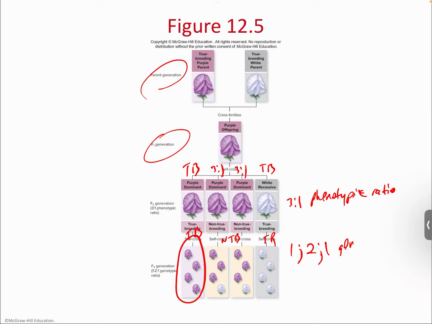So this is his genotypic ratio. That means that a white recessive will never be able to give purple. And a purple true breeder will never be able to give a white. Because these guys are non-true breeders, the only way you can get white is out of those guys, right?